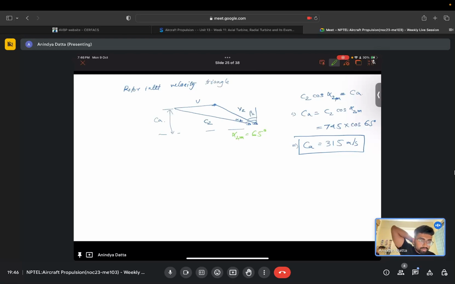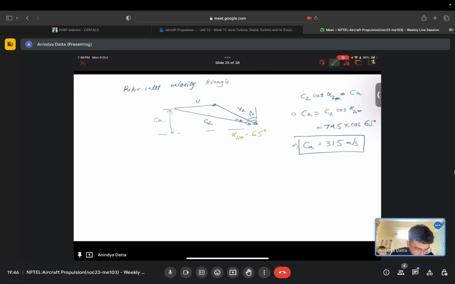So we computed the absolute flow velocity using the nozzle isentropic efficiency, pressure ratio, and the nozzle inlet stagnation temperature. Then that C2, the absolute velocity, is the velocity with which the flow is entering the rotor blade. So we draw the rotor velocity triangle at the inlet, and from that we know that C2 cos alpha 2 is our axial velocity, and we compute the axial velocity.